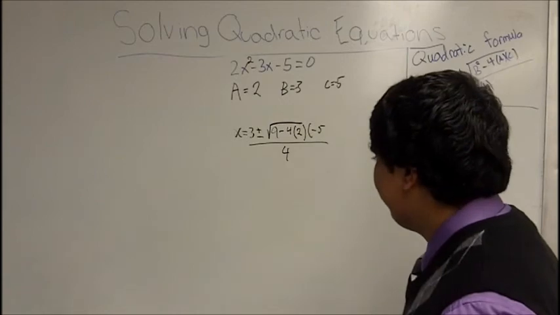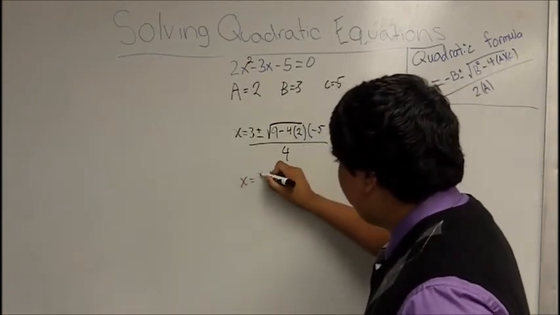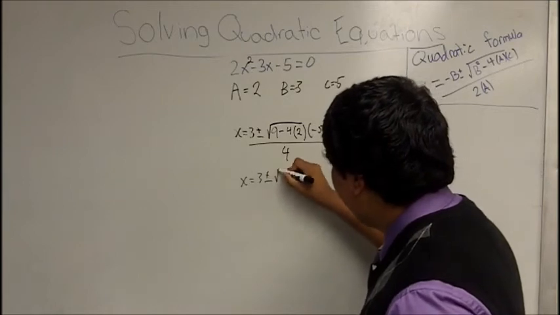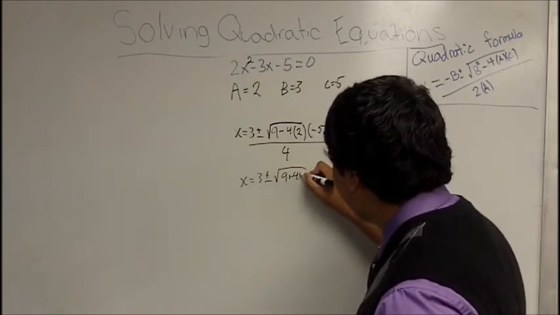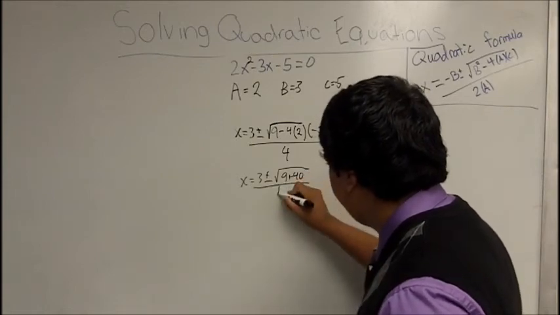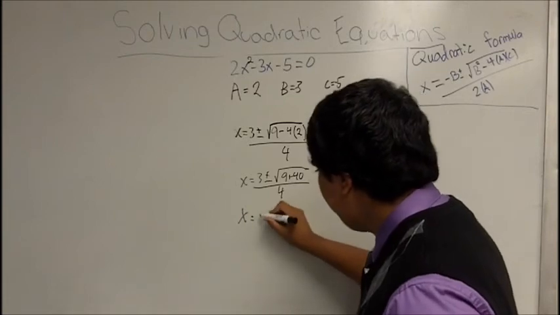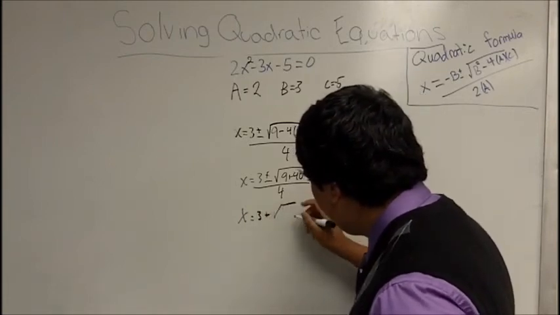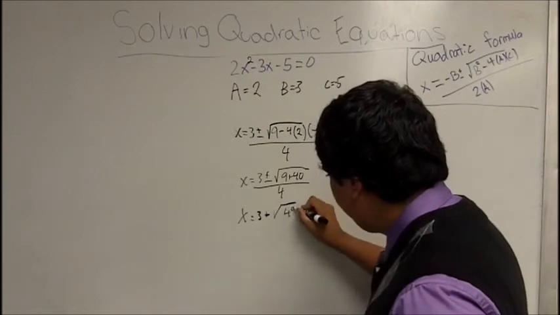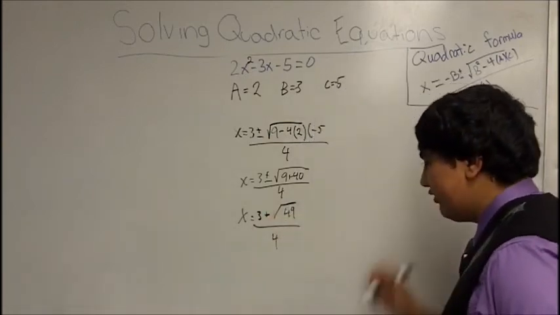Now, we can start to reduce this down. x equals 3 plus or minus the square root of 9 plus 40, all over 4. Now even further, x equals 3 plus or minus the square root of 49, all over 4. Now here's around the area where we can start to branch this off into two equations.